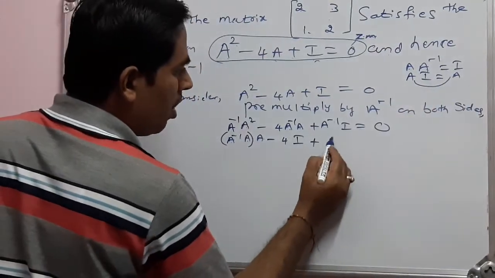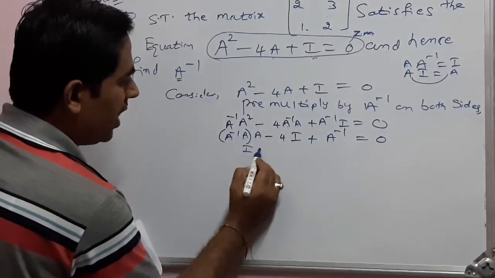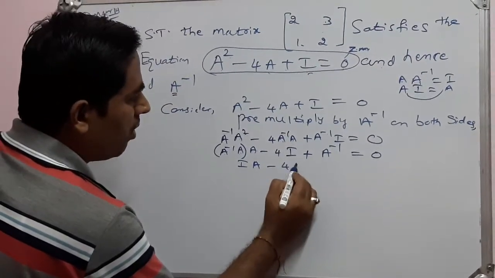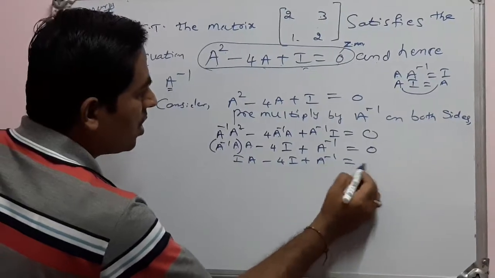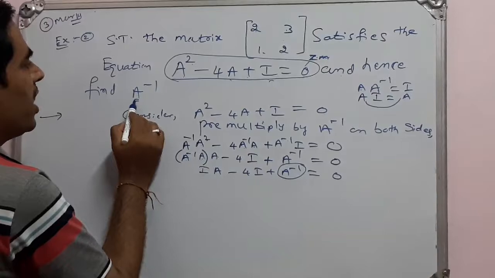A inverse into I, what should I get? A inverse is equal to 0. So A inverse A is once again the identity matrix, minus 4I as it is, plus A inverse is equal to 0. So what do we have to find out here? We have to find out, and hence find A inverse.